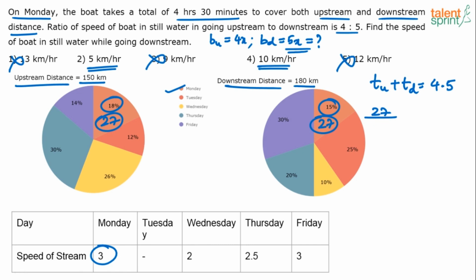Speed of the boat minus speed of stream. Upstream time is 4x minus speed of the stream 3, plus time taken to go downstream. What is downstream time? Time is equal to distance by speed, right? Distance downstream is the same, 27, by speed downstream. What is the speed downstream? Speed of the boat plus speed of the water.